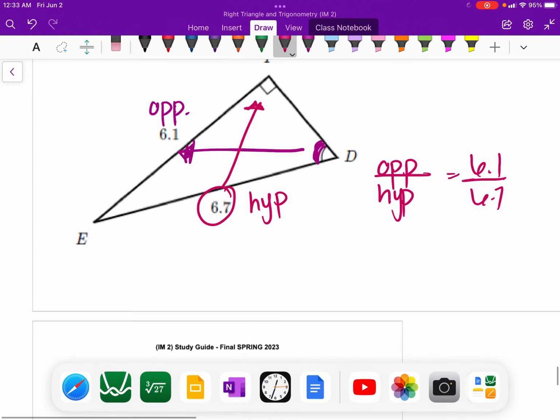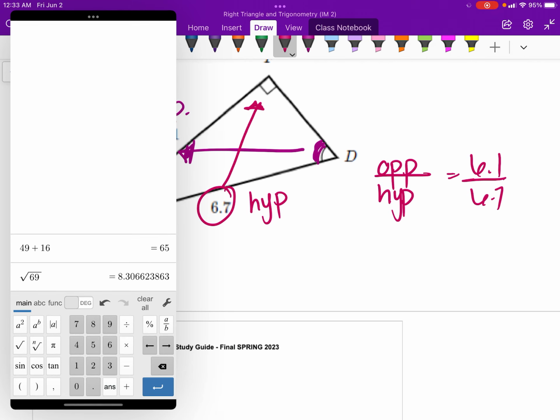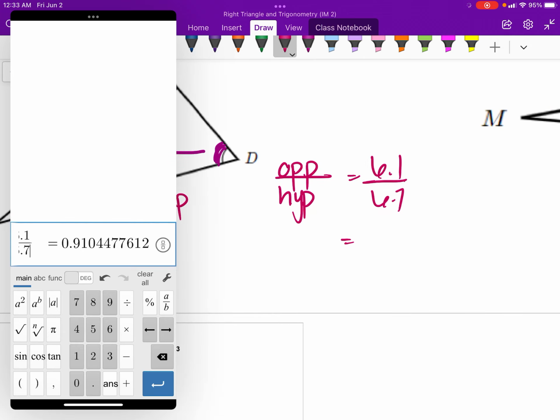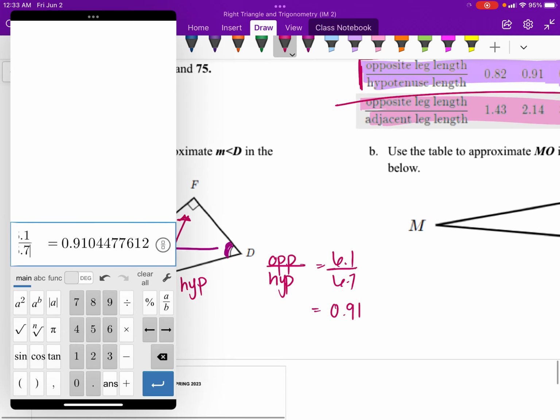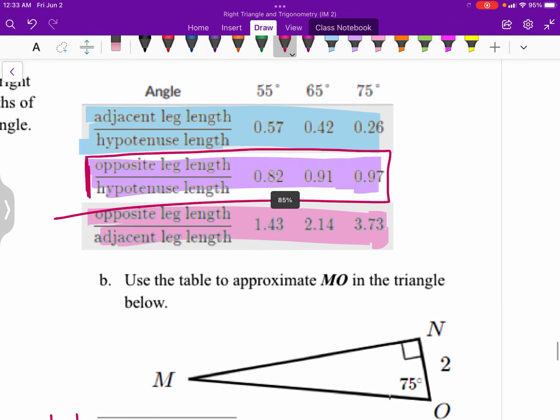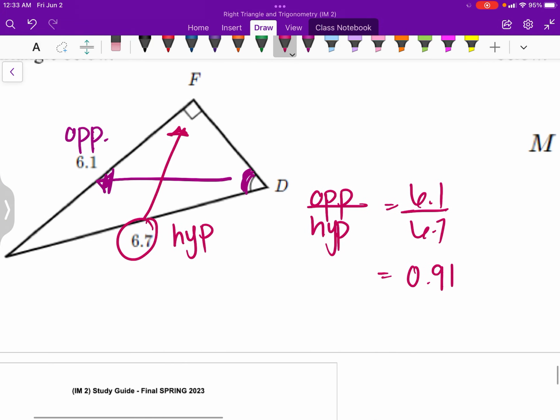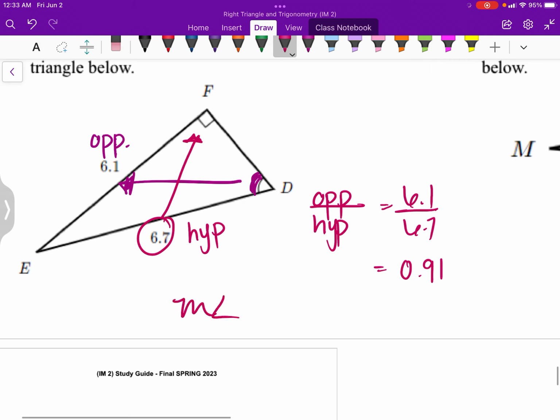If we simplify that, let's go ahead and do 6.1 divided by 6.7. And that's going to give us about 0.91. If we take a look at the chart here, which one gives us 0.91? And it's actually this one here. So then the angle is 65. Angle D, the measurement of angle D, is 65 degrees.